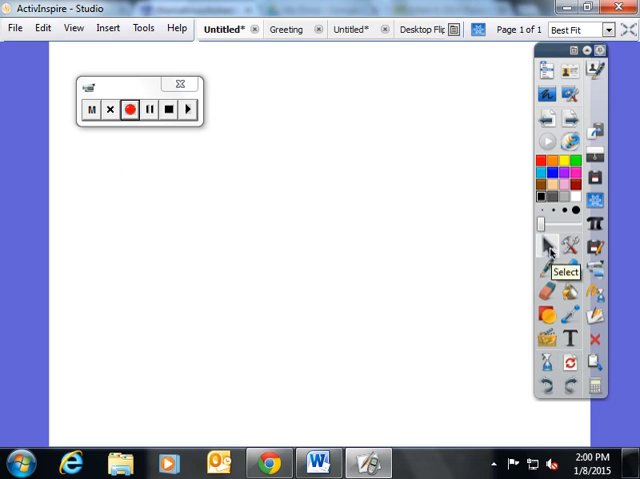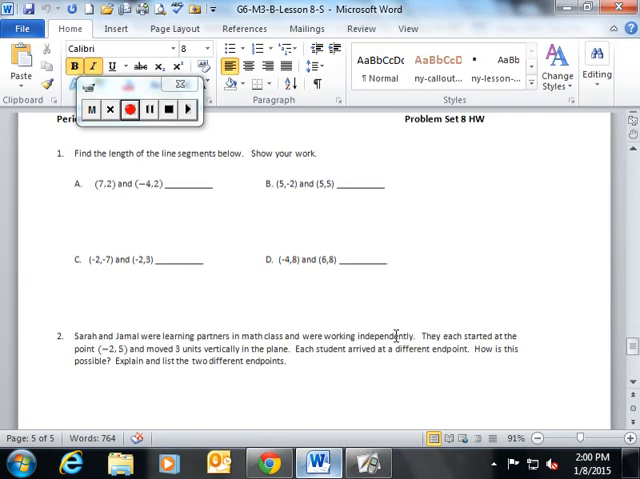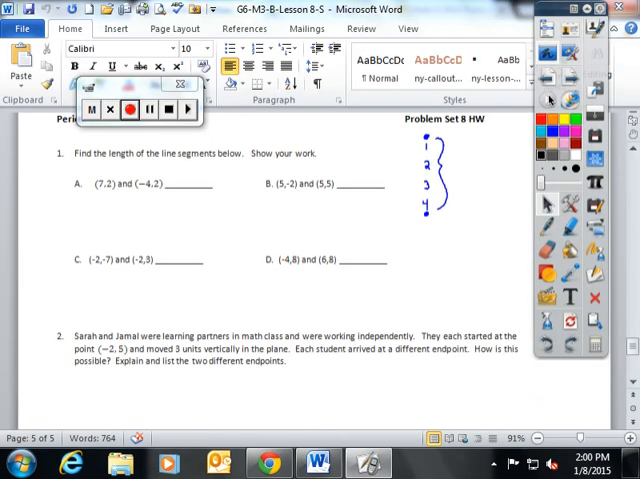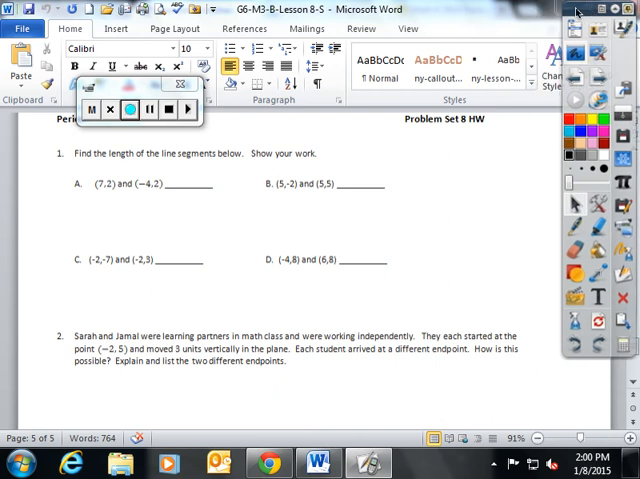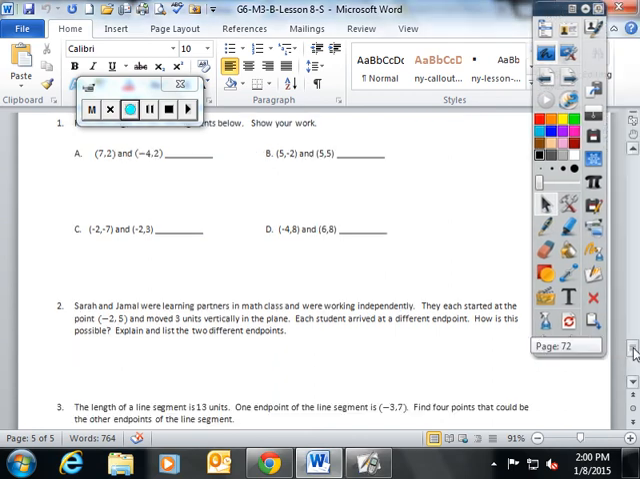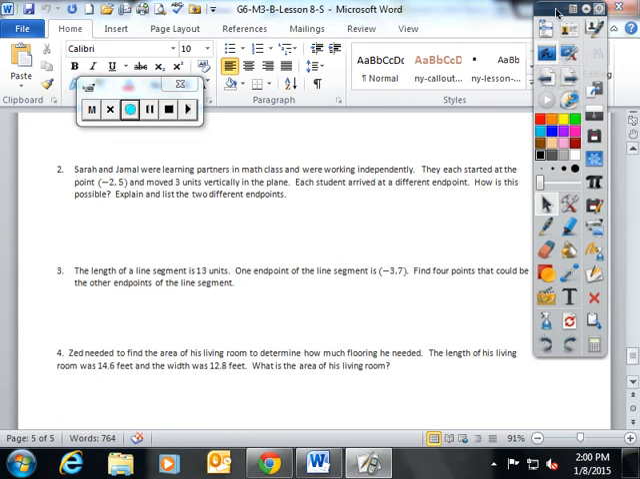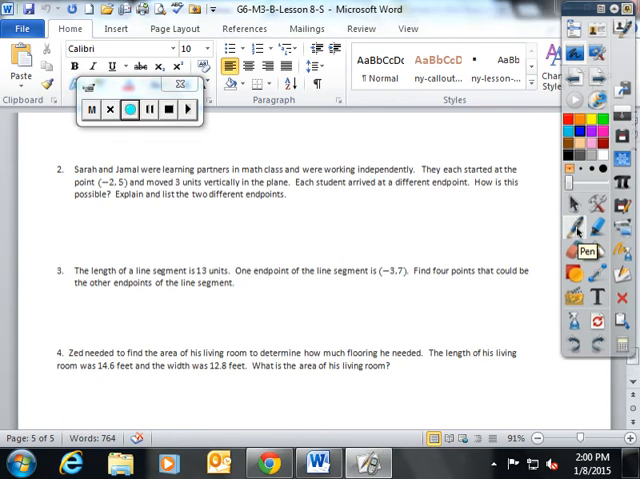Now they can do a lot of stuff with distance. So in the homework, they gave a couple of questions that were a little different, still based on the distance. So I do want to go over those two with you. Okay, number 2. Sarah and Jamal were learning partners in math class and were working independently. They each started at the point -2, 5. Okay, and moved 3 units vertically in the plane.